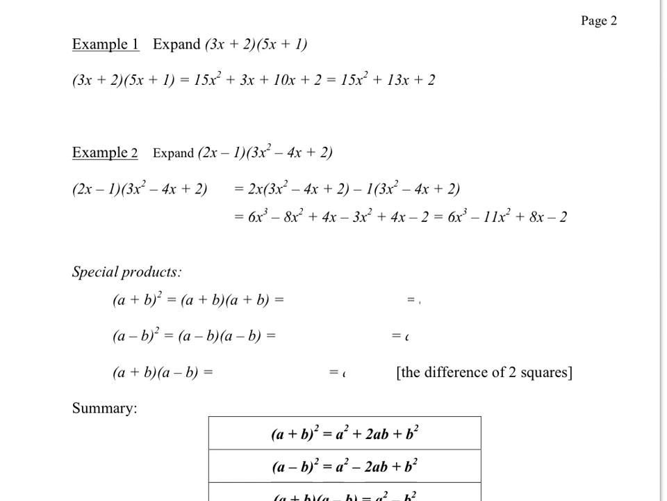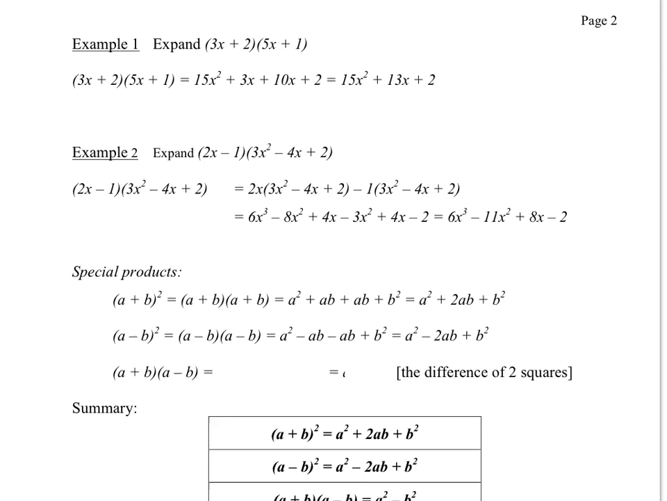Now there are some products that are important that happen quite a lot. For example, we quite often have a plus b or x plus y squared, and so it's useful to be familiar with what kind of answer that will give us. If you do a plus b times a plus b, what you get is this. And if you gather together those ab's, you'll get a squared plus 2ab plus b squared. And a similar thing happens for a minus b all squared.